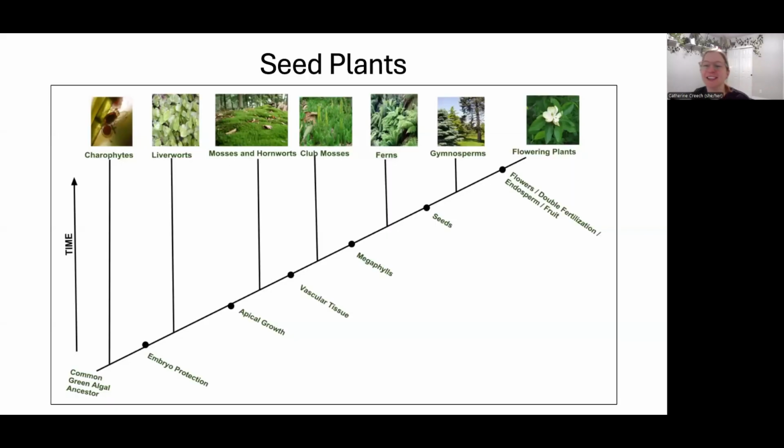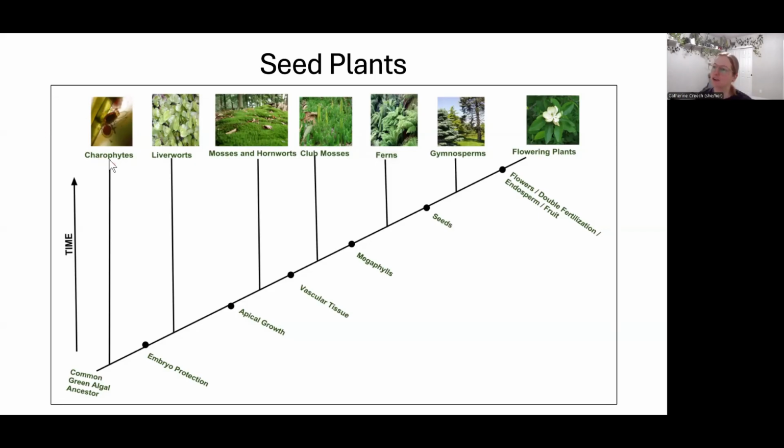Hello, biologists. Today we're going to talk about seed plants, specifically conifers. Our next lecture will be on angiosperms. So to remind us what seed plants are, here is a phylogenetic tree of plants.